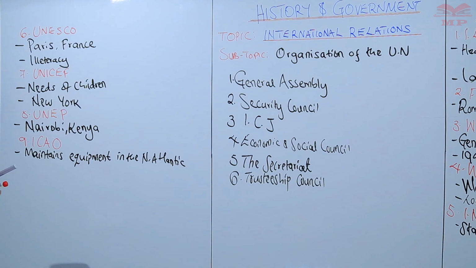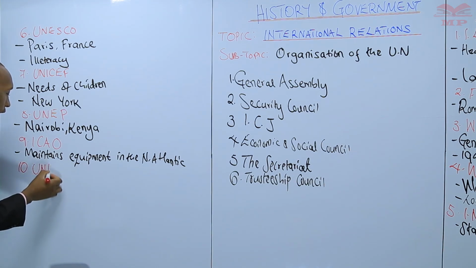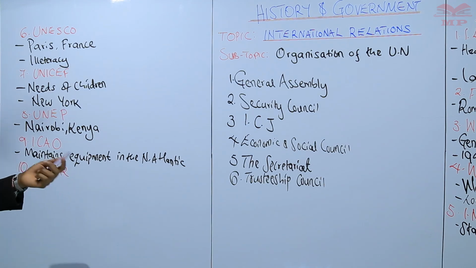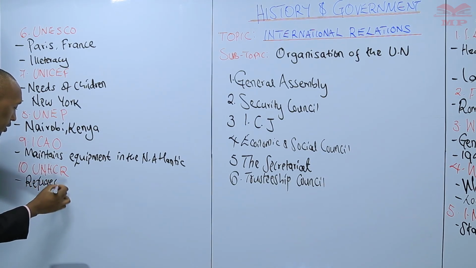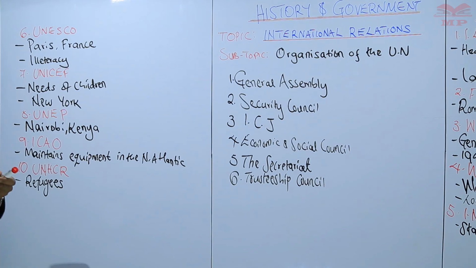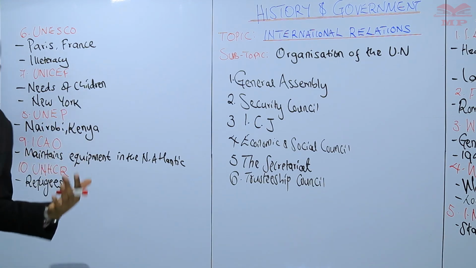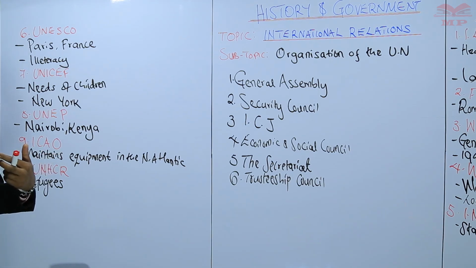And then lastly, number 10, we have the United Nations High Commission for Refugees, UNHCR. So this one deals with refugees. A refugee is a person who has been displaced from his home area because of war. So they help those refugees, those people who have run away and sought asylum or refuge in another country. A very good example is what we have in Kenya.